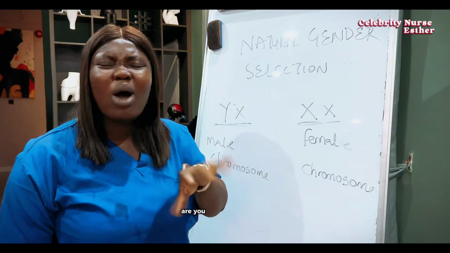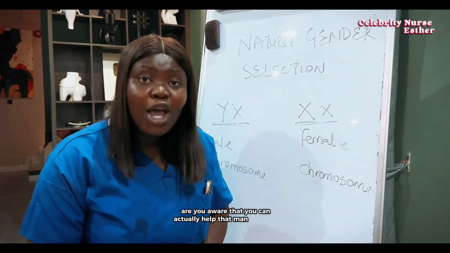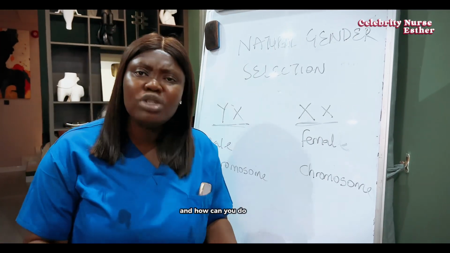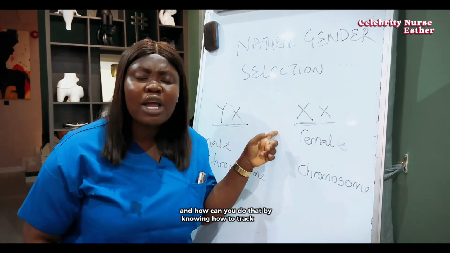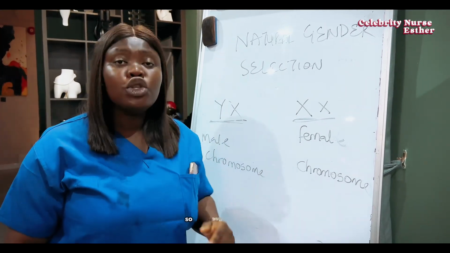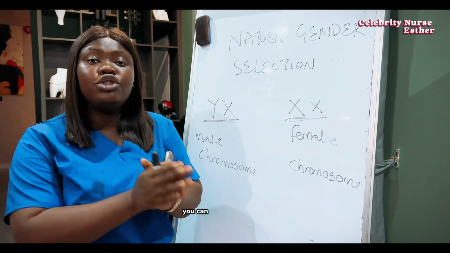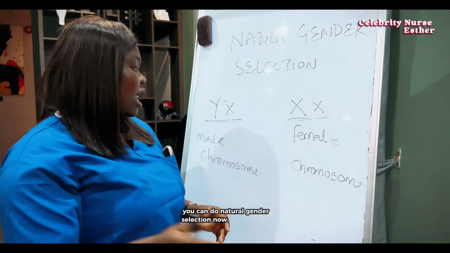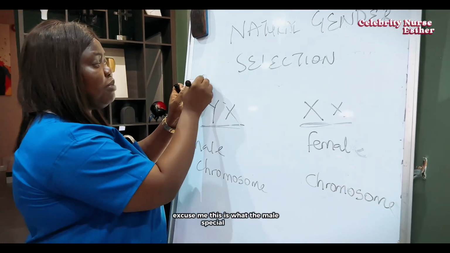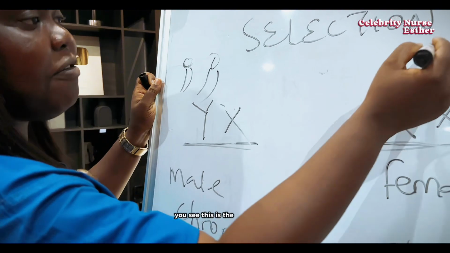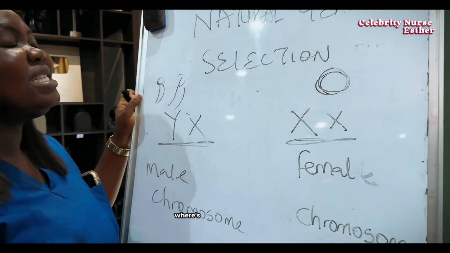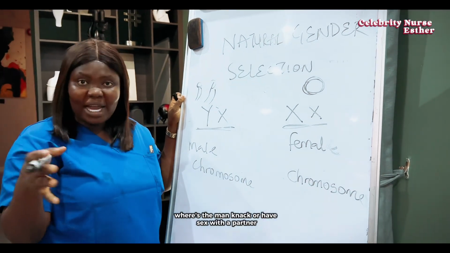But women, are you aware that you can actually help that man to select the gender or the sex of your baby? You see, and how can you do that? By knowing how to track your ovulation and understanding your cycle length, okay? So in situations like these, you can do natural gender selection. Now, let's take for example, this is the male sperm. You see, this is the female's egg.